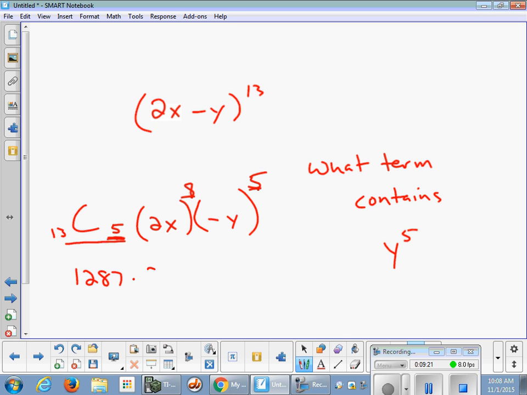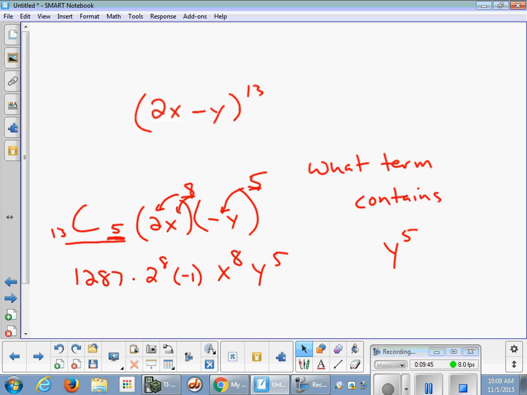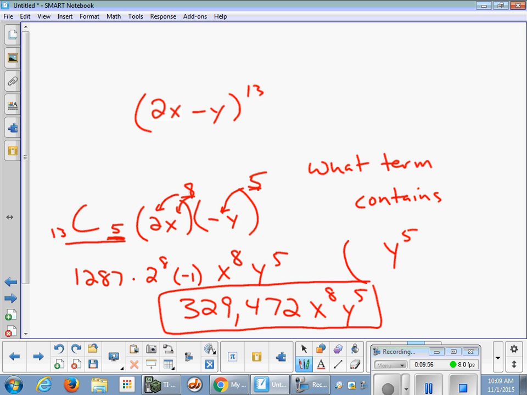Here I've got 2 to the 8th. Remember, we have to distribute this. And a negative 1 to the 5th, which I know is negative 1, times x to the 8th, y to the 5th. If I'm going to clean all this up, 2 to the 8th is 329,472. 329,472 x to the 8th, y to the 5th. And that is the term which contains y to the 5th.